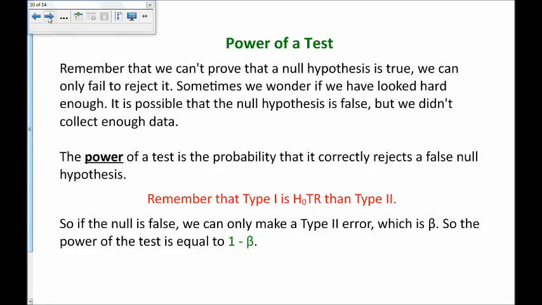Now keep in mind that a type 1 error is hotter than type 2, and so if the null hypothesis is false, then we can only make a type 2 error. If the null hypothesis is false, then it's not hot in that acronym. It's a type 2 error, which is beta. So the power of the test would then be equal to 1 minus beta, which we can't actually calculate. But we can talk about things that will increase and decrease the power using this equation.